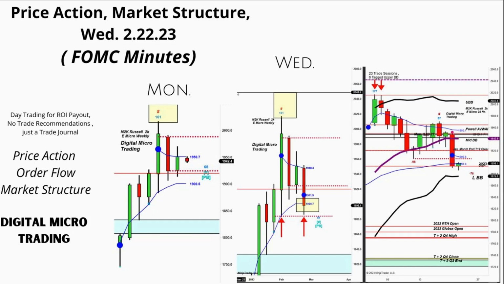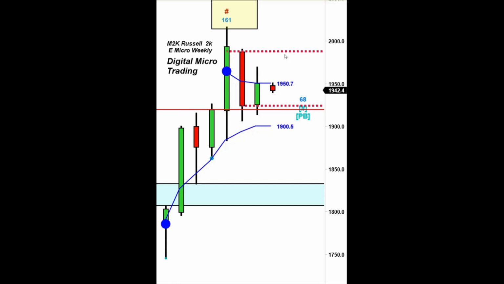Day trading for an ROI payout, no trade recommendations. It's just a trade journal. We're going to talk about price action and market structure on Wednesday, 2/22, FOMC minutes day. Because of what happened this week so far, I'm just going to stick with a few high time frame charts. Again, price action, order flow, and market structure from the weekly chart and also the day time frame. Let's get at it.